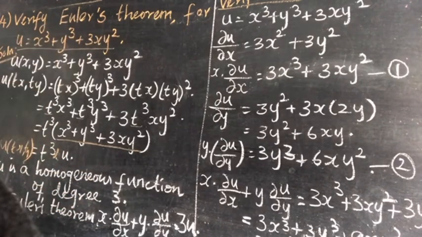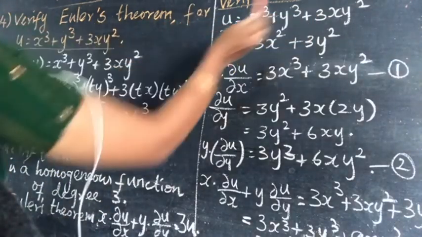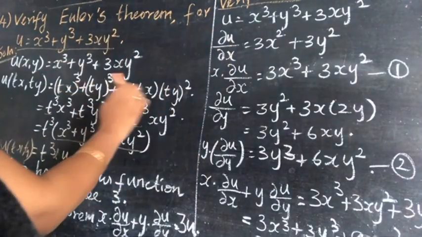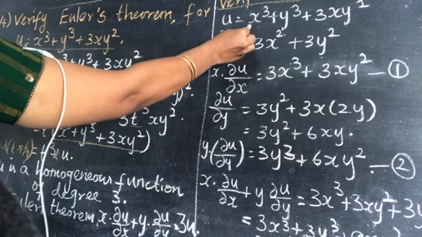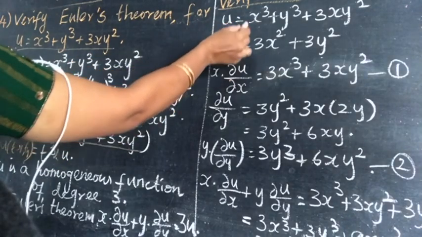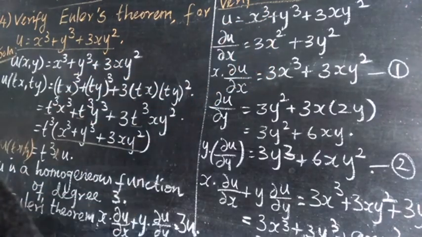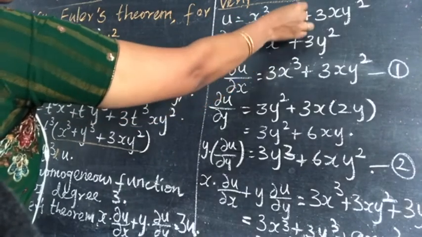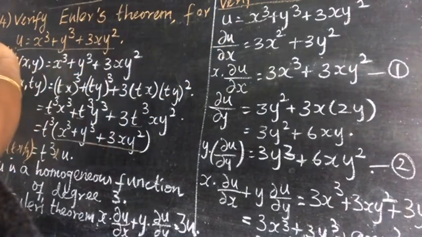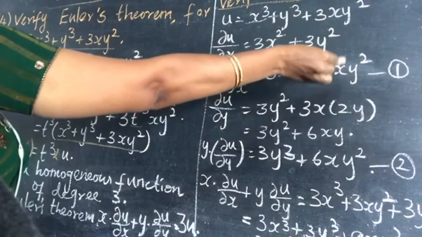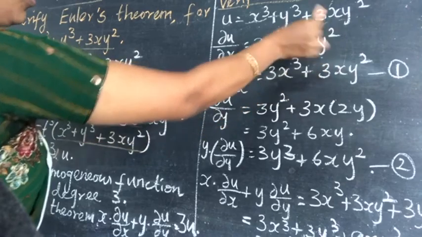Now, we need to verify Euler's theorem. So, u is equal to x cube plus y cube plus 3xy square. Dou u by dou x, differentiating u partially with respect to x. So, differentiation of x cube is 3 into x square, plus y cube, differentiation of y cube is 0 because we are differentiating it partially with respect to x only. So, 3xy square: 3 and y square are constants, differentiation of x is 1. So, it is 3y square.